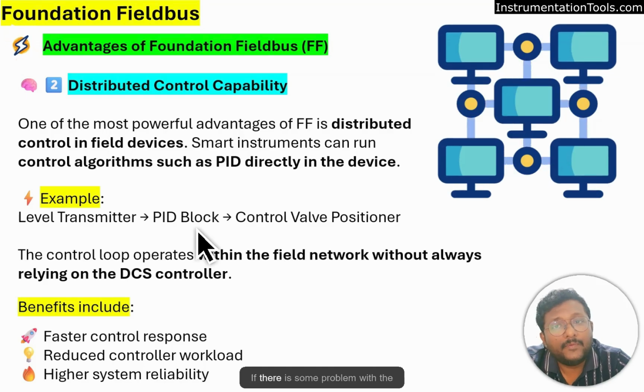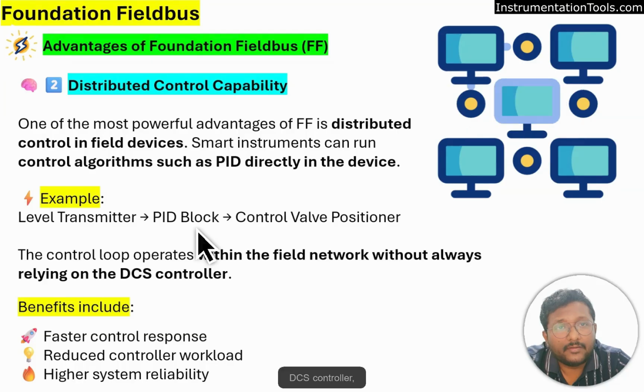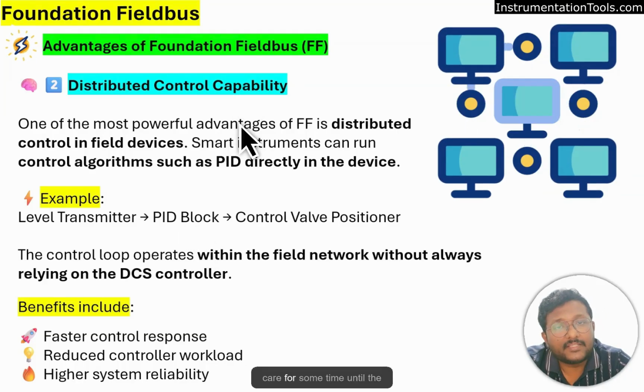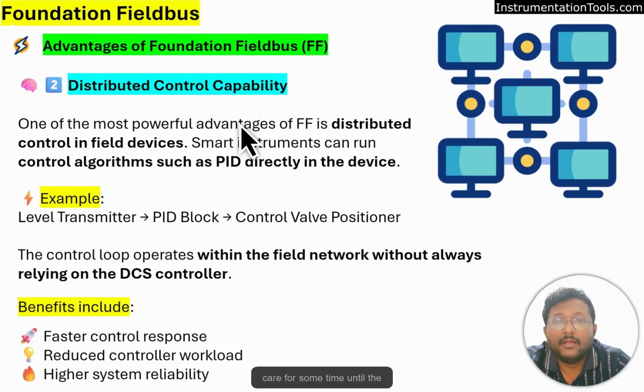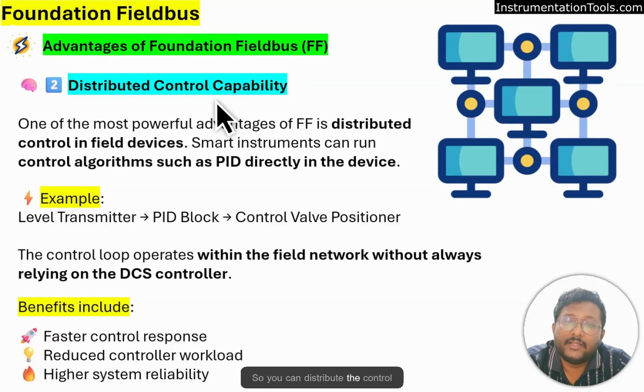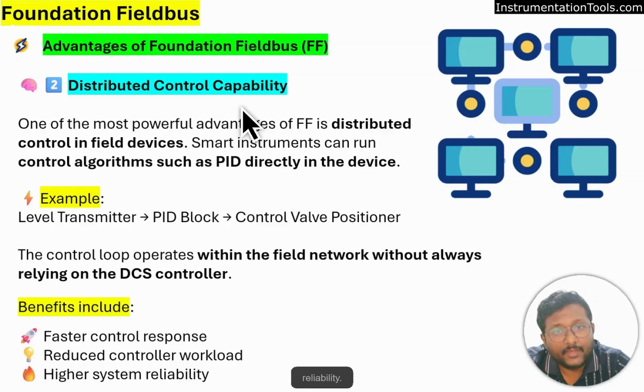If there is some problem with the DCS controller, then the field controller will take care for some time until the controller is available online. Which controller? DCS controller. So you can distribute the control, and also it improves the system reliability. This is one of the powerful features.